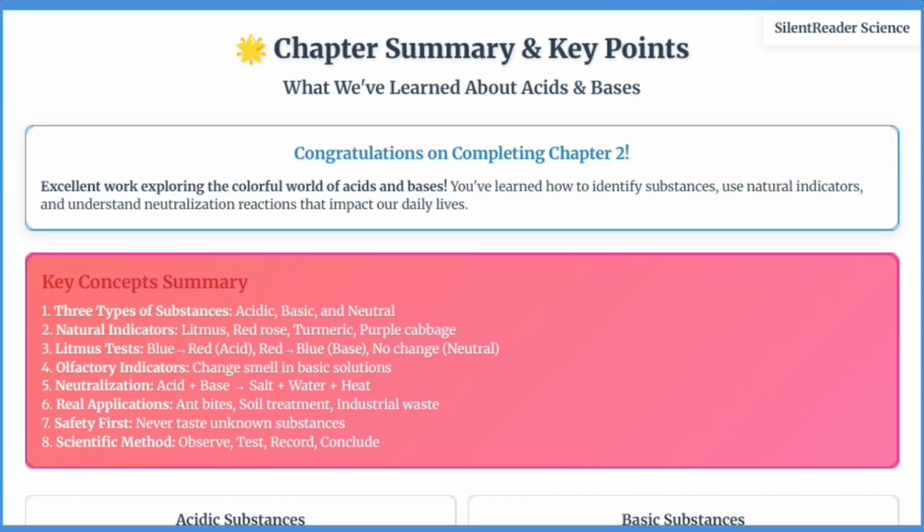Remember the key points. Acids turn blue litmus red and taste sour. Bases turn red litmus blue and feel soapy. Neutral substances don't affect litmus paper. Neutralization follows acid plus base gives salt plus water plus heat. These concepts connect classroom learning to daily life, showing how science helps solve practical problems. Great work on becoming an acid-base expert.